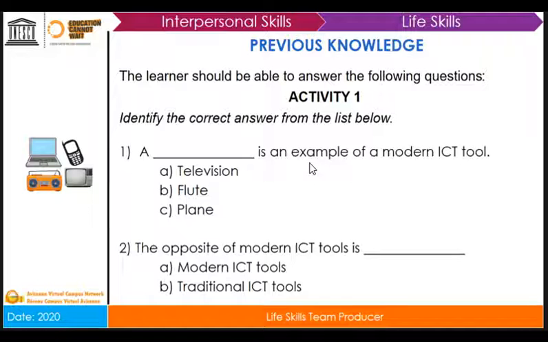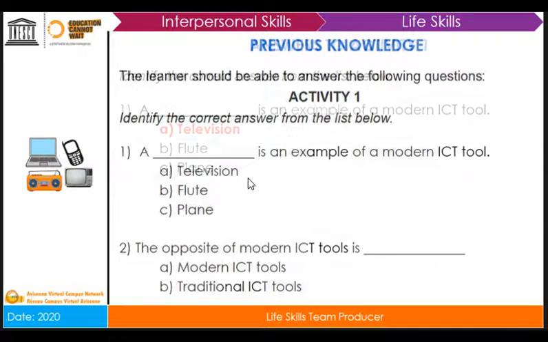Question 2. The opposite of modern ICT tools is dash. A. Modern ICT tools. B. Traditional ICT tools.